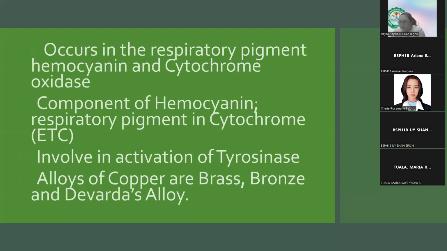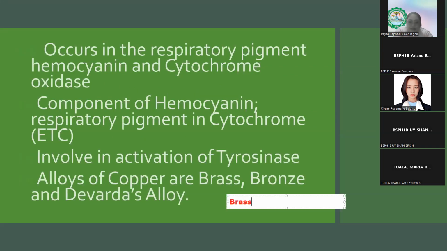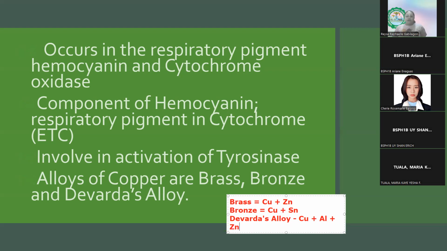Mixture siya of different types of metals. So, si brass, yung content niya, isulat ko ha. Si brass, class, contains copper plus zinc. Tapos si bronze naman, ang content niya, nasabi ko kanina, copper plus tin. And then what's the other one? The Devarda's alloy contains copper plus aluminum, so tatlo, plus the zinc. Okay? Yan yung examples ng alloys natin.